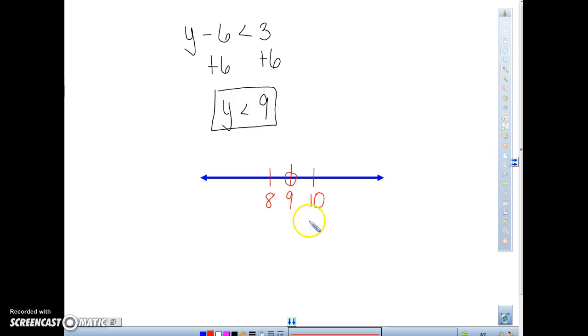So I put an open circle, and I say y is less than 9. Which side of this number line is less than 9? Is it 8 or is it 10? Well, 8 is less than 9. That makes it true. So this is the side that I'm going to shade. And that's the answer to your number line. Example number 2.